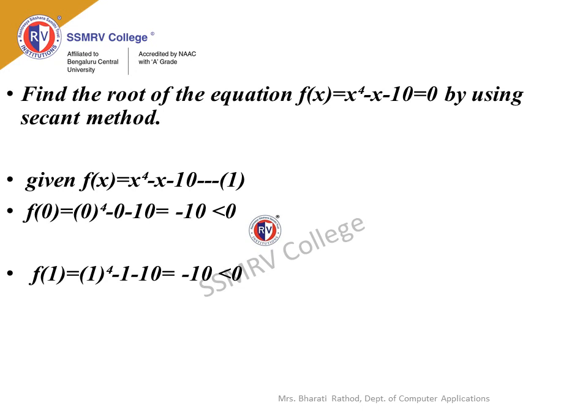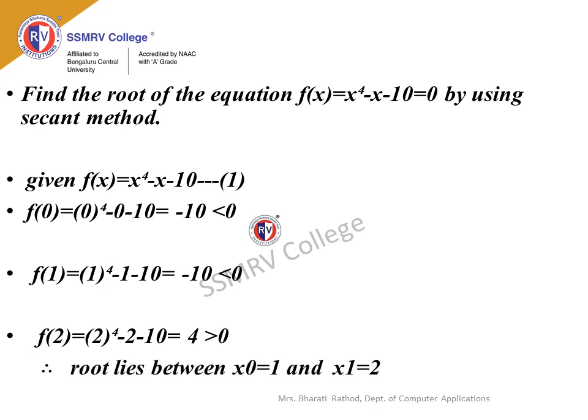We will begin with the value of x equal to 0. Hence f of 0 equal to minus 10, which is lesser than 0. f of 1 equal to minus 10, also lesser than 0. We will have one more number, f of 2 equal to 4, which is greater than 0. Hence, the root lies between 1 and 2. Let x0 equal to 1 and x1 equal to 2.